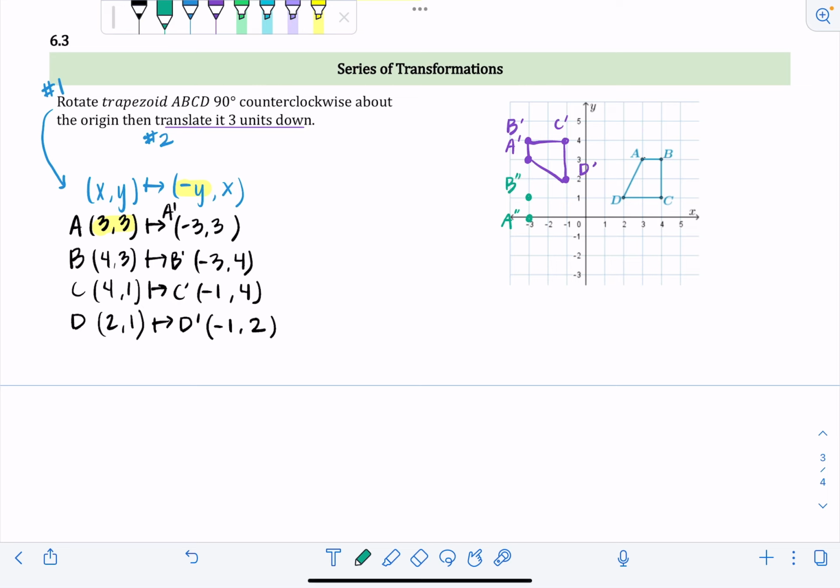And then for C, move down 1, 2, 3, so it'd be right here. This is C double prime. And then for D, move down 1, 2, 3 down here. So this is D double prime, and then we can connect them.